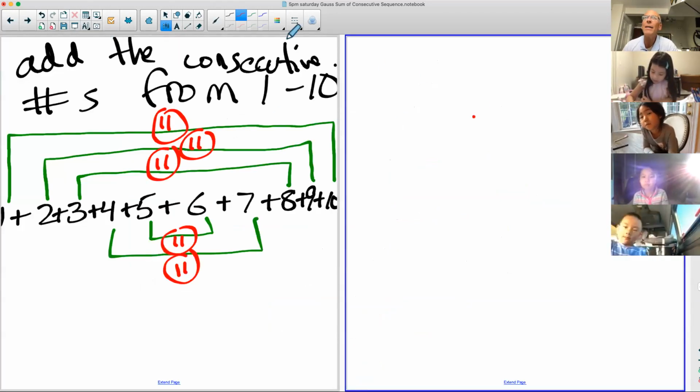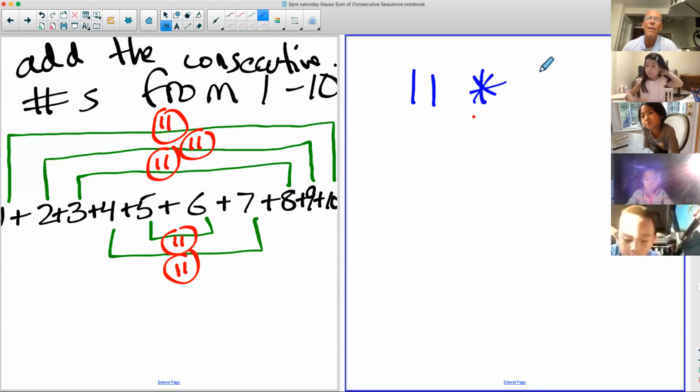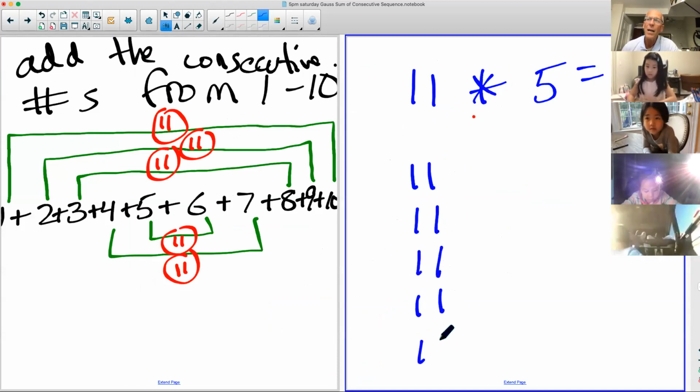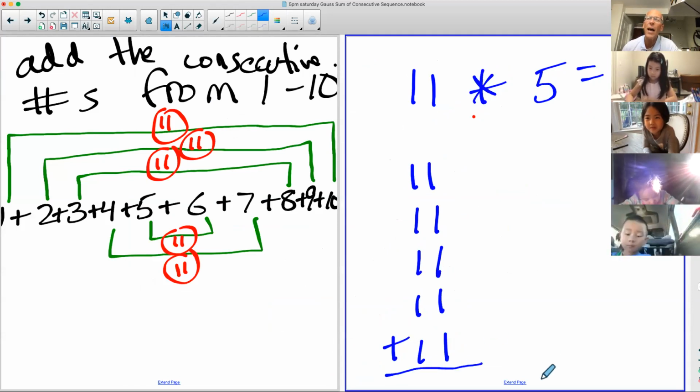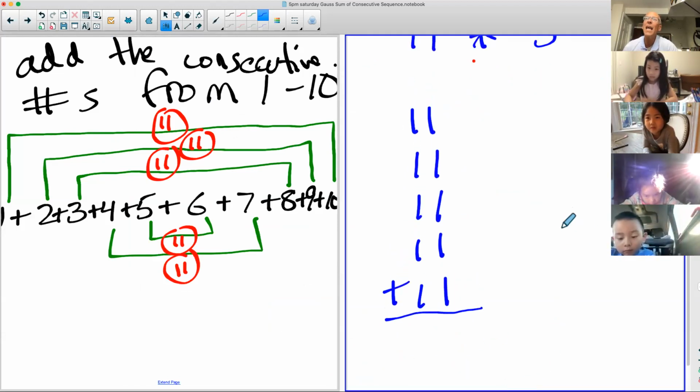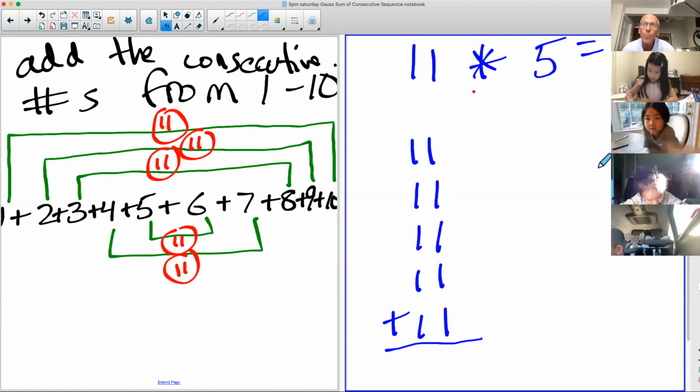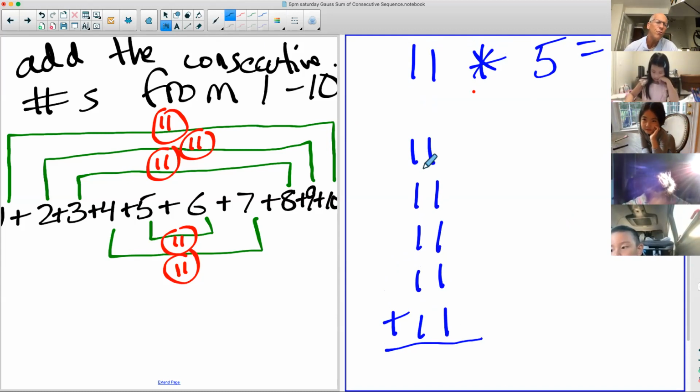Now, everybody write down 11 times 5. And do not call it out. And then you also write down 11 plus 11 plus 11 5 times. Both of those will give you the same answer. You could either use multiplication, 5 times 11, or you could use repeated addition. Valerie, I'm going to let you answer this one. 55. And which one did you do? Did you do the multiplication or did you do the addition?